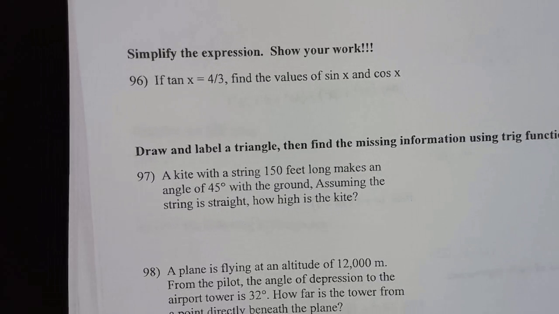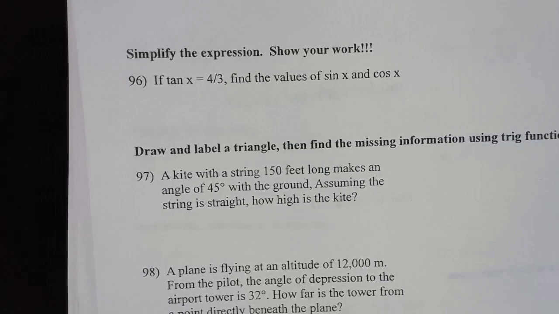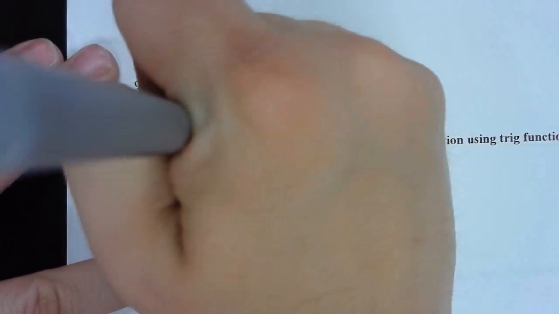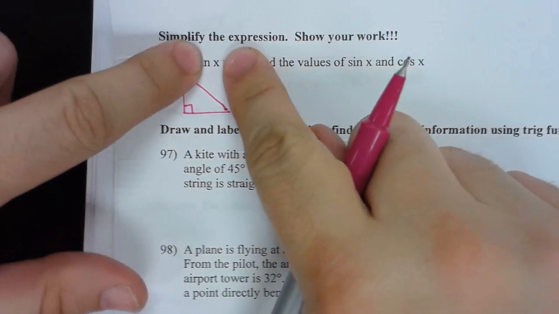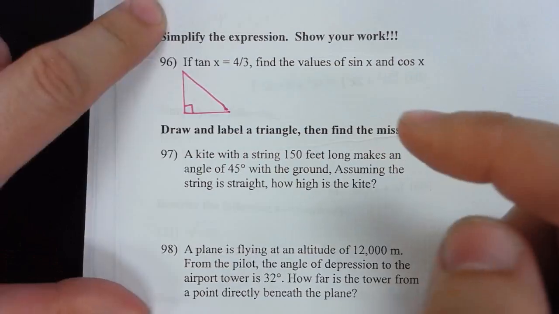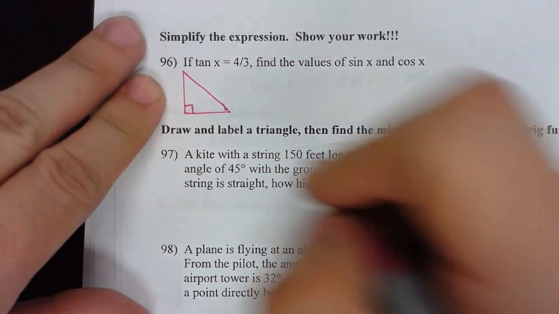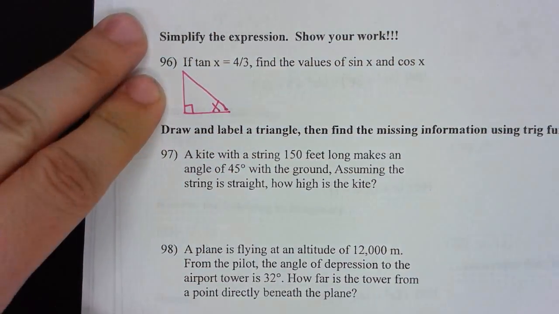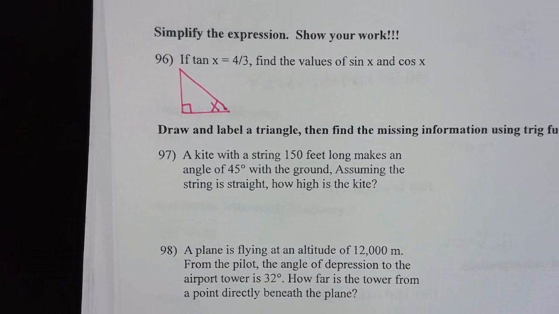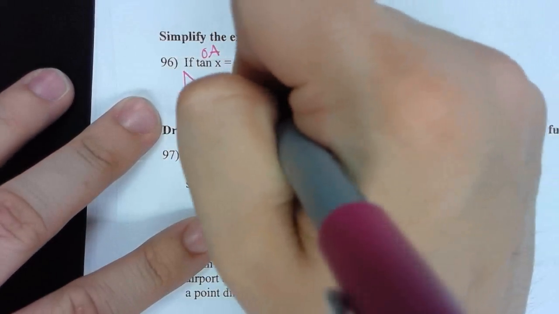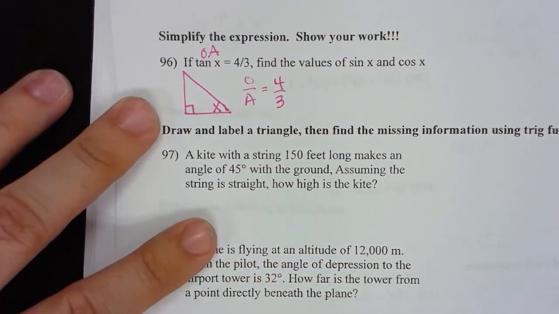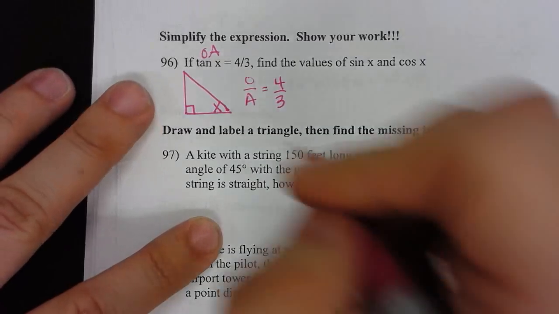Number 96. If the tangent of x equals 4/3, find the sine and the cosine. So let's set up our triangle. We need to mark a variable. It's always the tangent of an angle, so you need to put the x in here somewhere. It doesn't matter where the x is, you just put it somewhere. I'm going to put it down there, that's where I always put it. Tangent is TOA, so opposite over adjacent would be 4/3, which means the opposite side is 4.